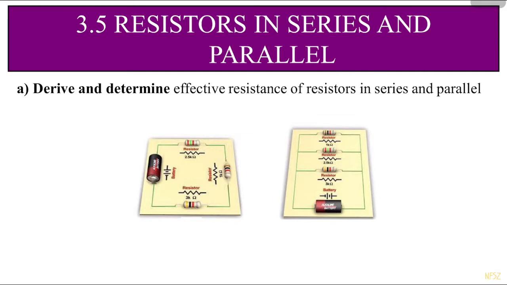So we have just one LO, derive and determine the effective resistance of resistors in series and parallel. Normally for this subtopic, the question will directly ask for R total, either total resistance, current across something, or potential difference across something. This is basically revision, because I believe that during high school you all already learned this. But it's okay, we go one by one.